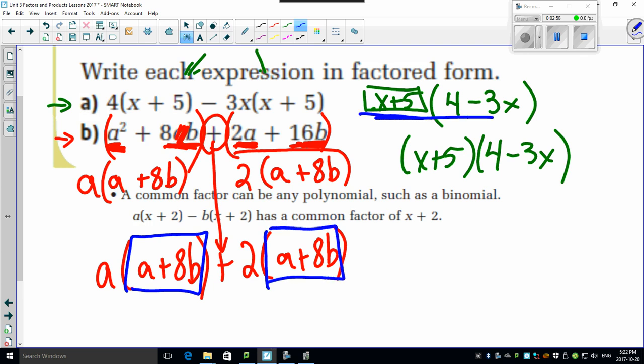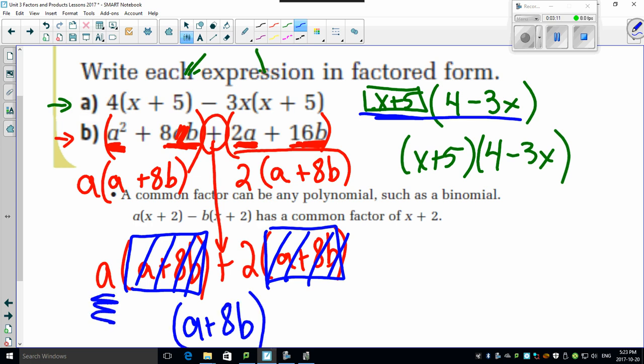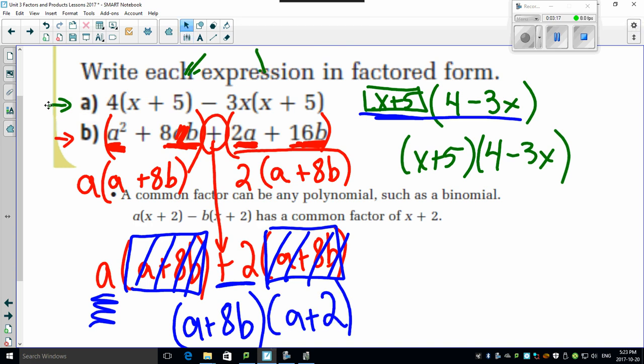That's kind of like the question I just did up here. That means I can take an A plus 8B out of both of these terms, and look what I've got left: an A plus 2. Oh my goodness, that is just so cool. Two really, really important types of factoring that's going to be absolutely monumental in what we're going to call PSA factoring coming up next.